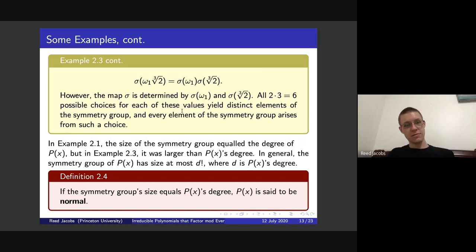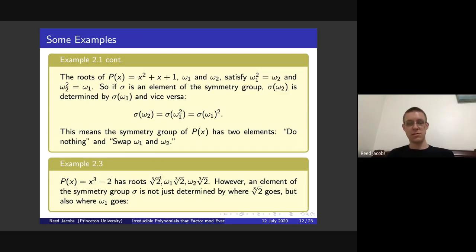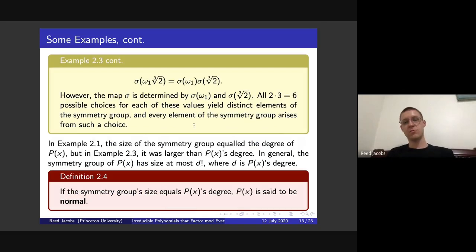So sigma is determined by sigma of omega 1 and by sigma of cube root 2. Sigma of cube root 2 has 3 possibilities: cube root 2 could go to here, or to here. And sigma of omega 1 has to be omega 1 or omega 2. So that gives us 2 times 3 equals 6 possible choices. They yield distinct elements of the symmetry group, and every element of the symmetry group arises from such a choice. Does this sort of reasoning make sense to everyone?